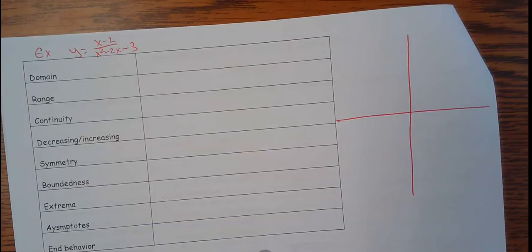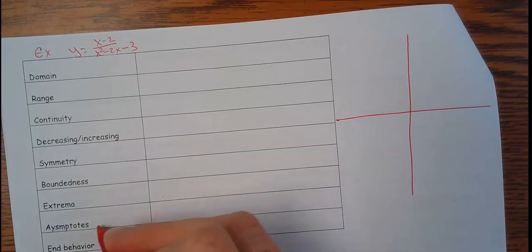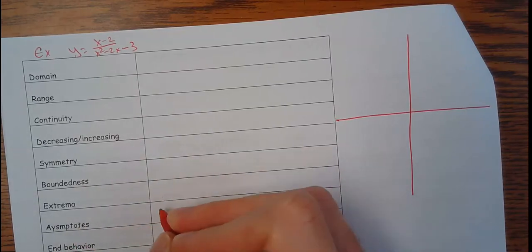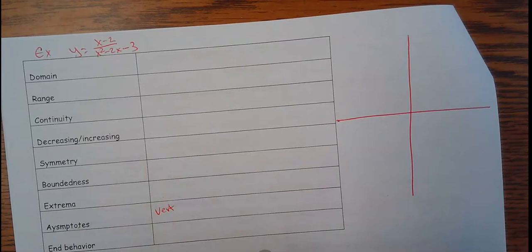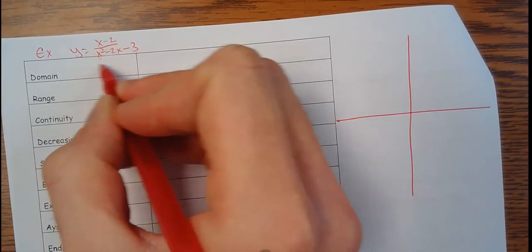So first off, what's the domain? Well, the domain would tell me what x values work. And it's going to be easier to find the ones that don't work. So I'm going to try to find those asymptotes first. I'm going to go down here to asymptotes. So where are my vertical asymptotes? My vertical asymptotes are what makes the bottom equal 0.